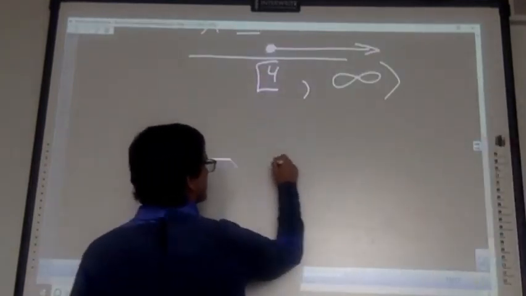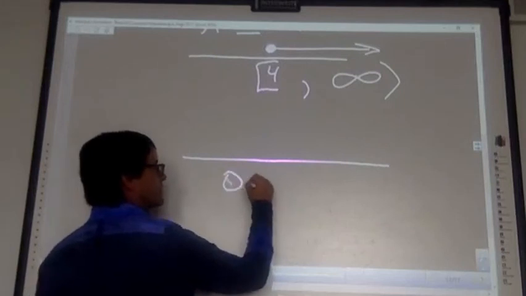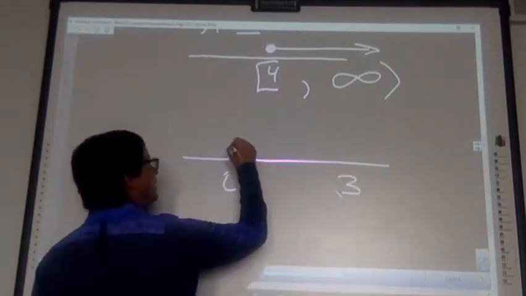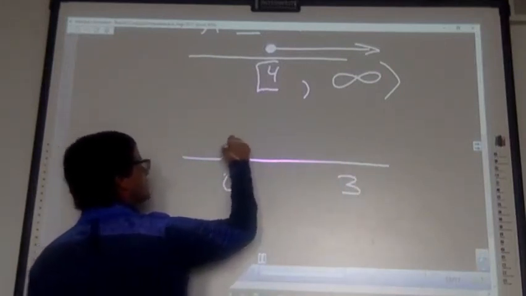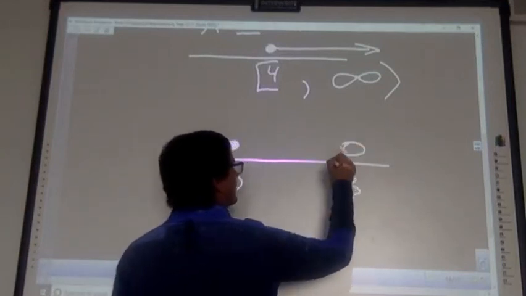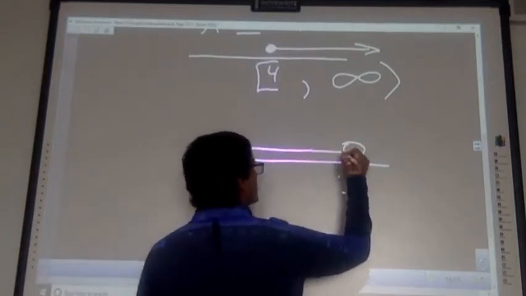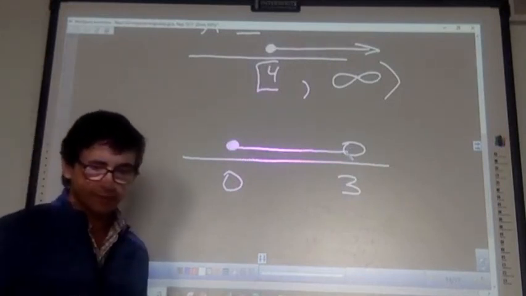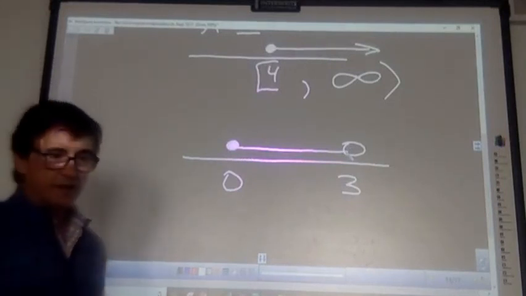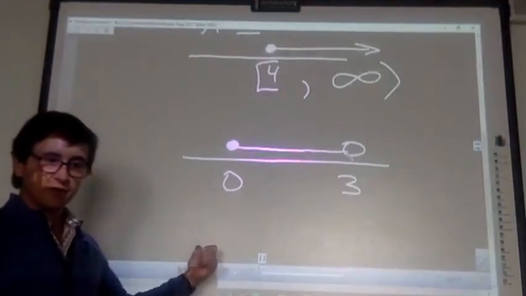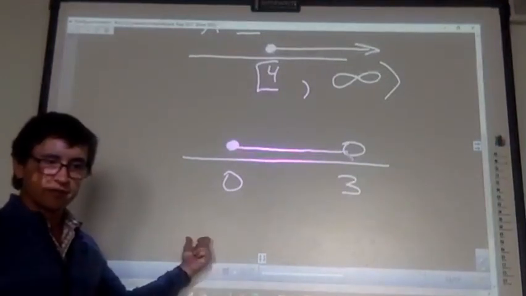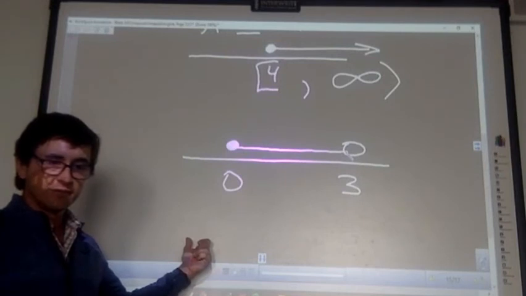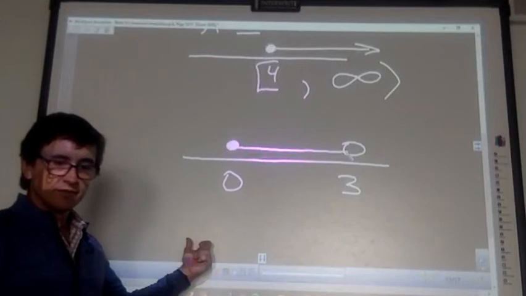Now we're going to do one with 2 graphs. So we have 0 and 3. I'm going to go close dot on 0, open dot on 3. My arrows are going to connect. So write the interval notation. Do you want me to do this one, or do you want to try it on your own?